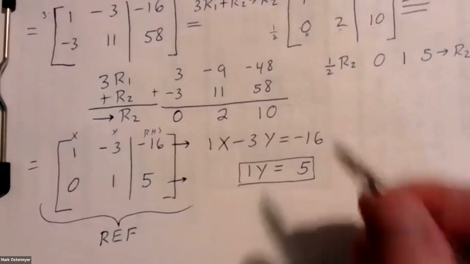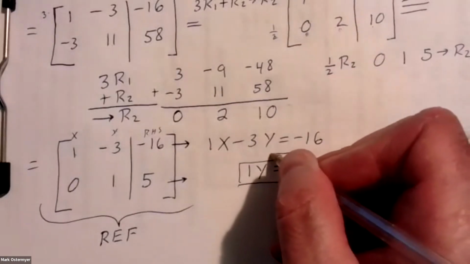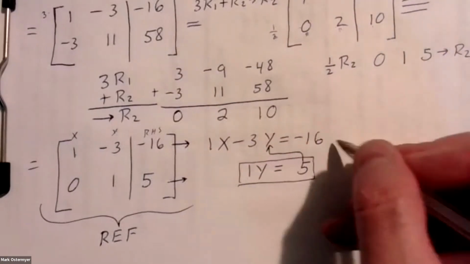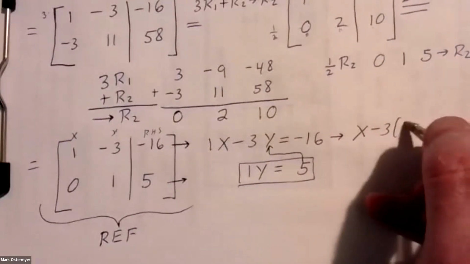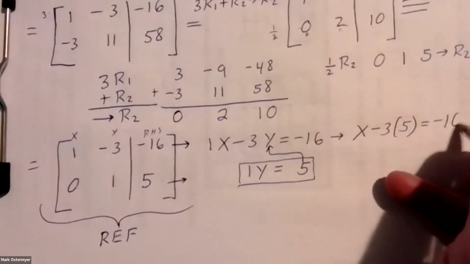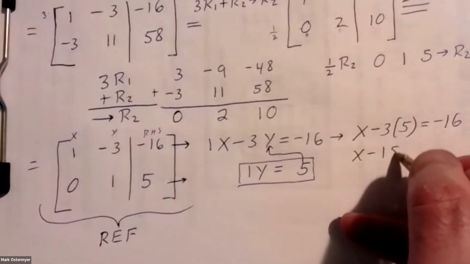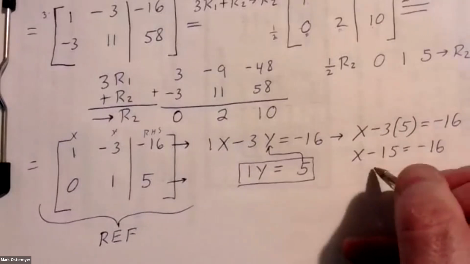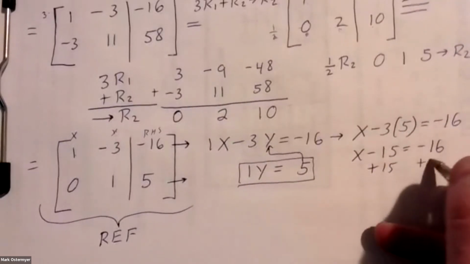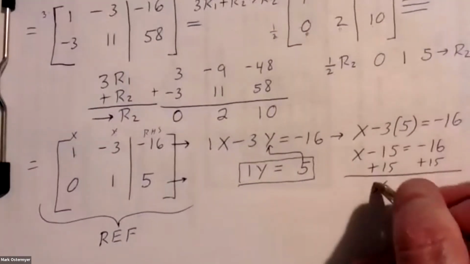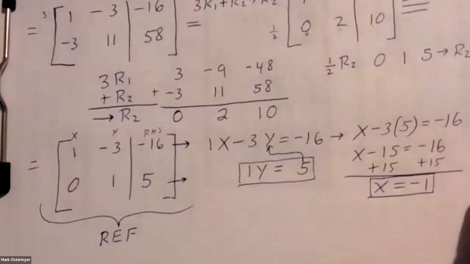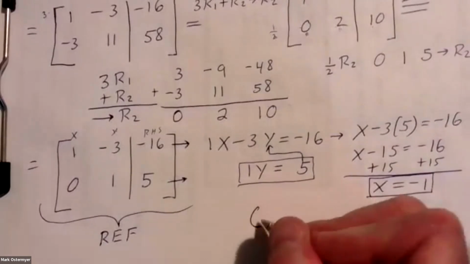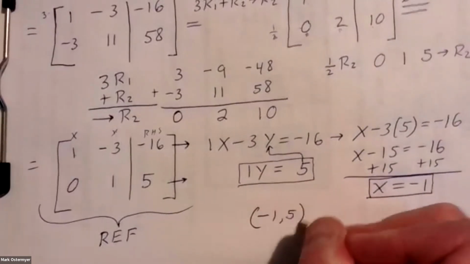Now to find the x coordinate, we take 5 and back substitute it into the first equation for y. Upon making that substitution, the equation becomes x minus 3 times 5 equals -16. X minus 15 equals -16. Add 15 to both sides. And therefore, x is equal to what? -1? And ladies and gentlemen, we're done. Our ordered pair solution is -1, 5.